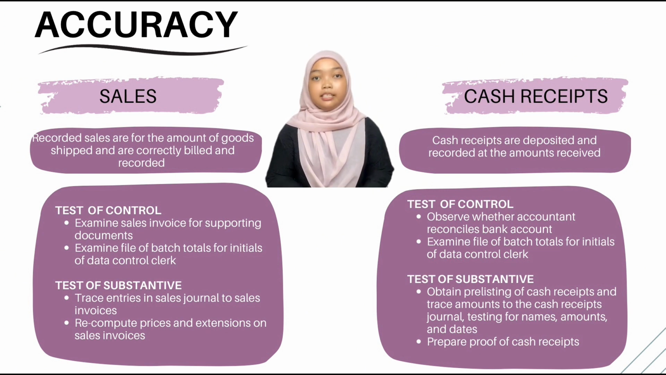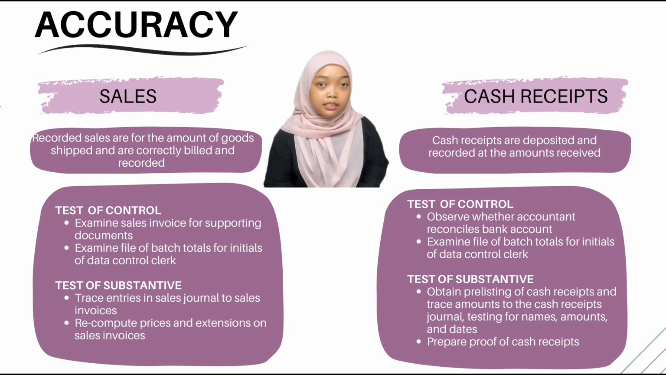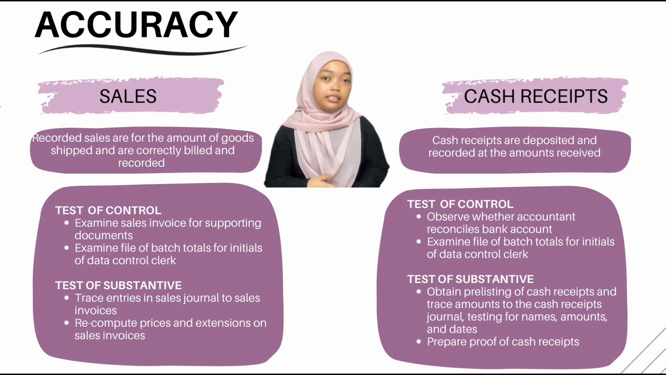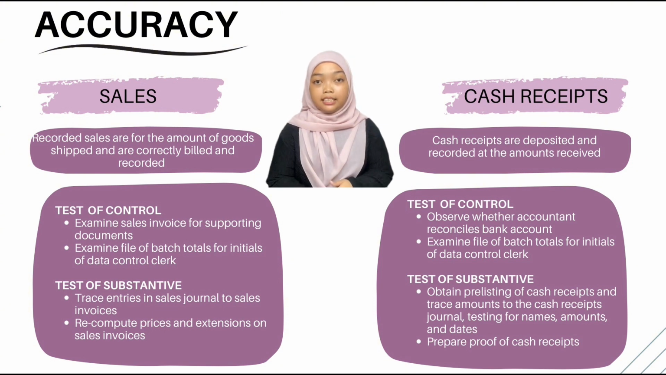In cash receipts, cash receipts are deposited and recorded at the amount received. Test of control: observe whether accountant reconciles bank account and examine field of batch totals for initial of data control clerk. Test of substantive: obtain pre-listing of cash receipts and trace amount to the cash receipts journal, testing for names, amounts and dates. Prepare proof of cash receipts.